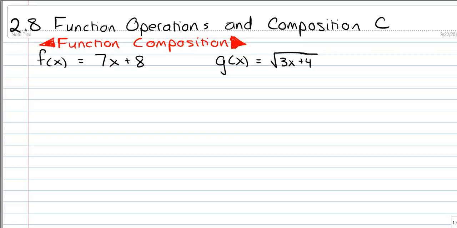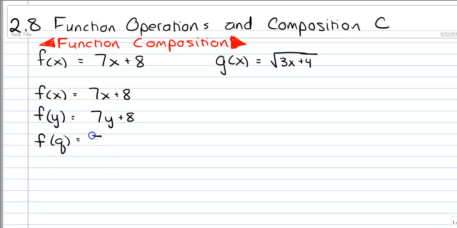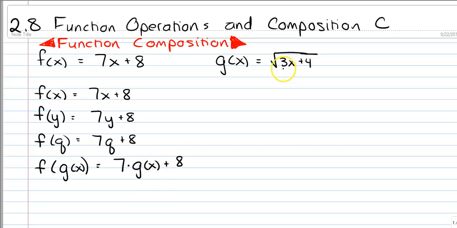Welcome, Chapter 2, Section 8, Part C, Function Composition. If I have f of x is 7x plus 8, as I wrote here above, then f of y is 7y plus 8. F of q is 7q plus 8. F of g of x is 7 times g of x plus 8. Well, g of x, we said, is the square root of 3x plus 4. So that's 7 square root 3x plus 4 plus 8.